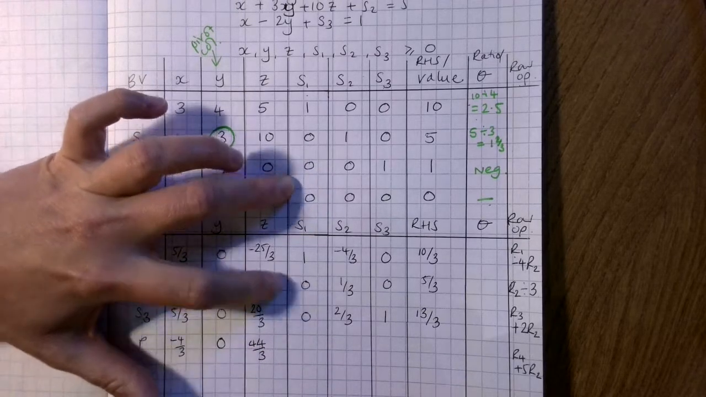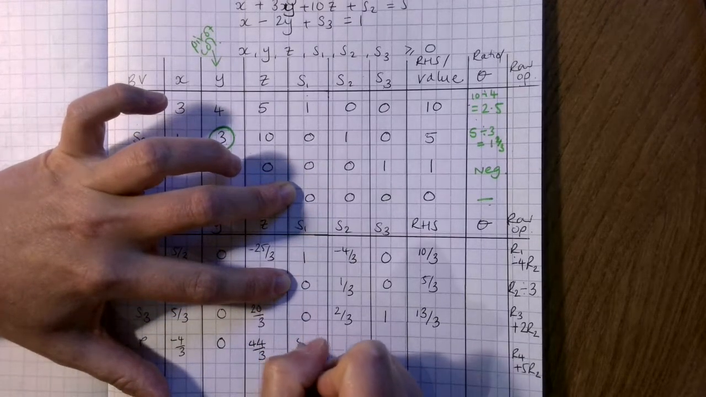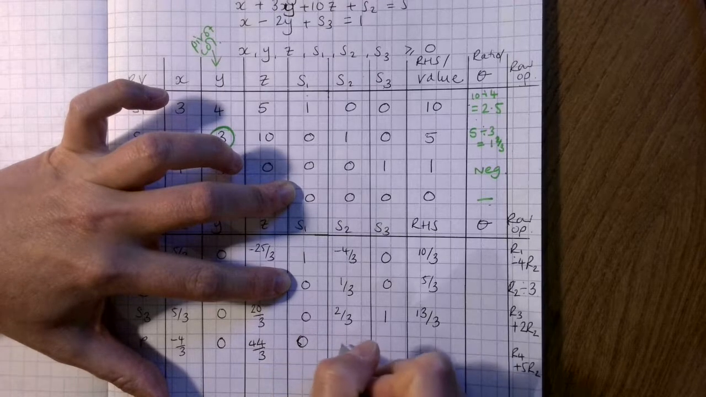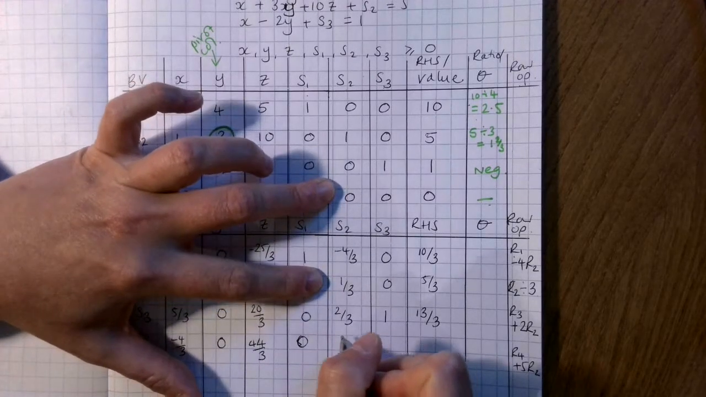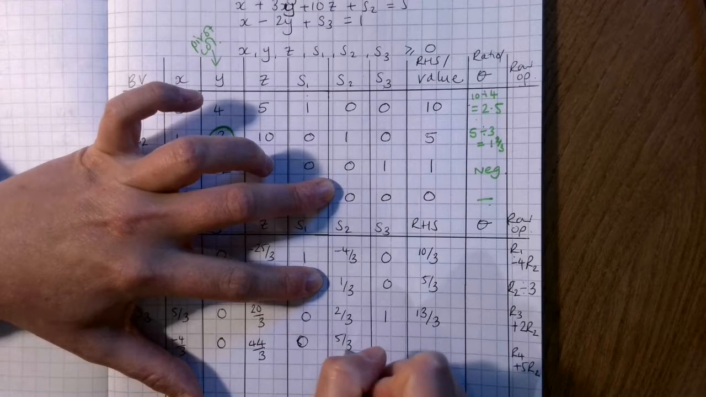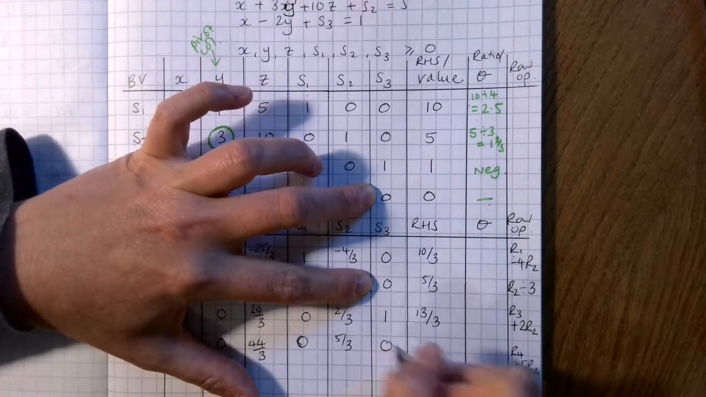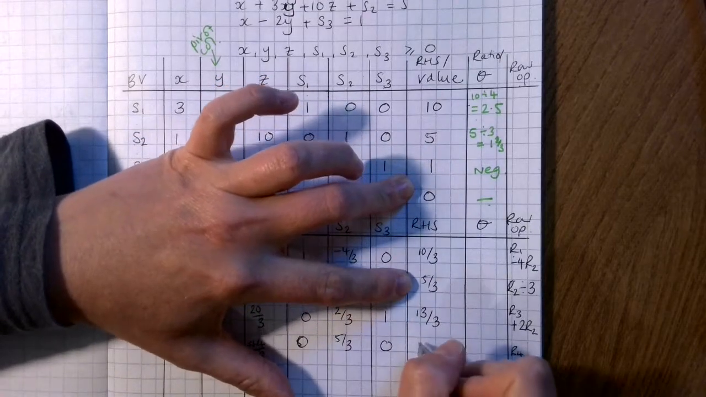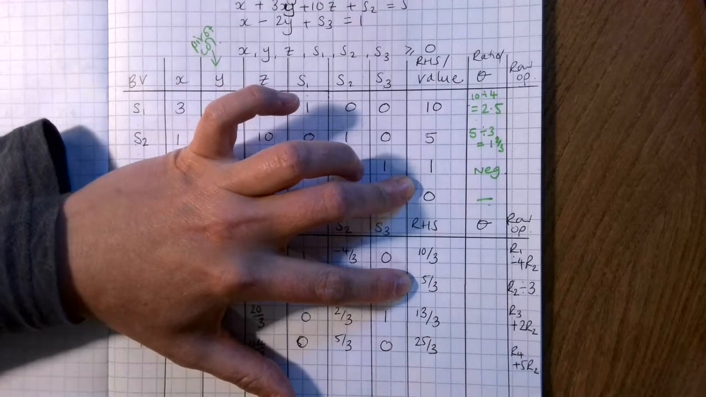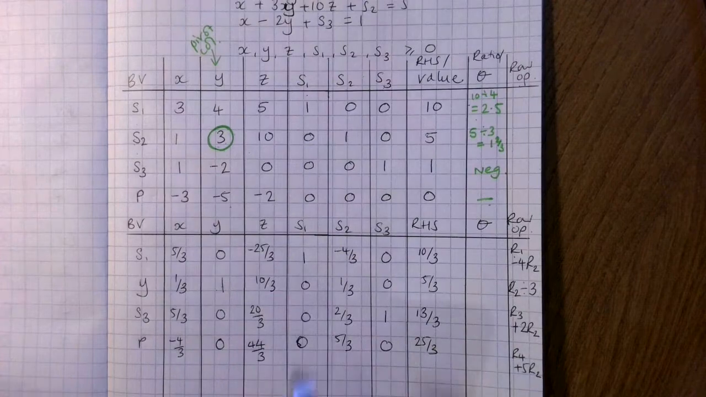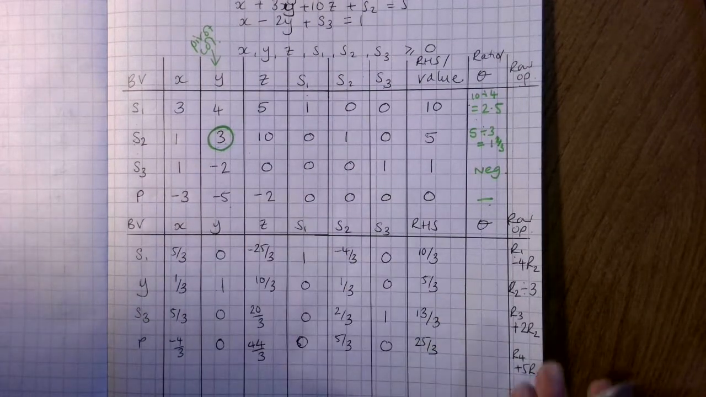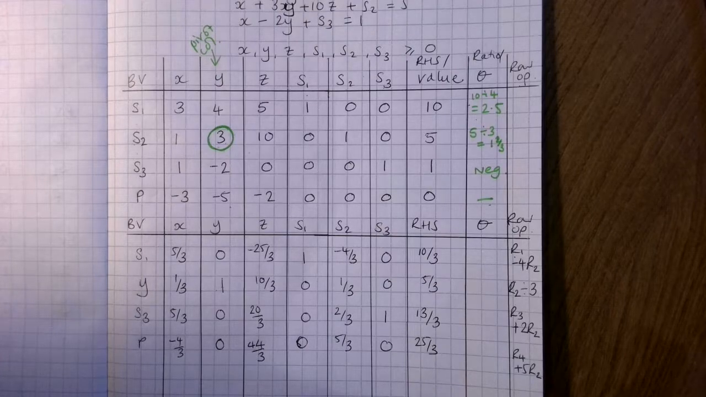44/3 plus 5 lots of that. That plus 5 lots of that. Okay. It was this row that was always tricky. This column that was always tricky. Okay, so there's our second iteration.